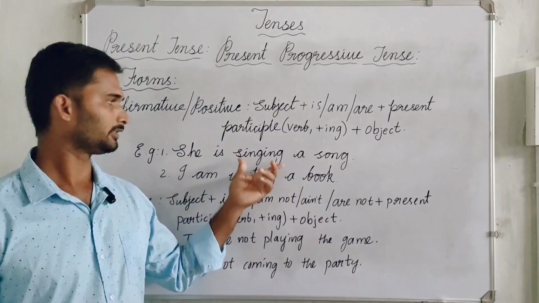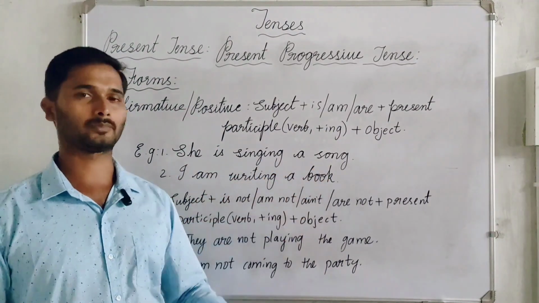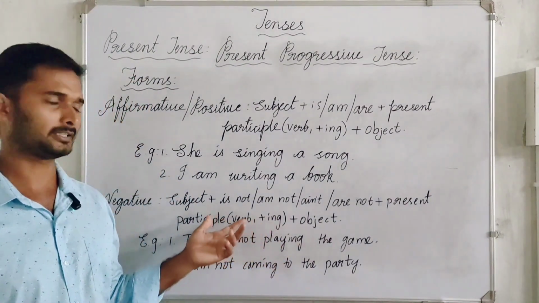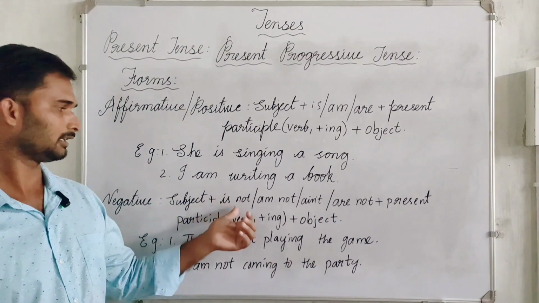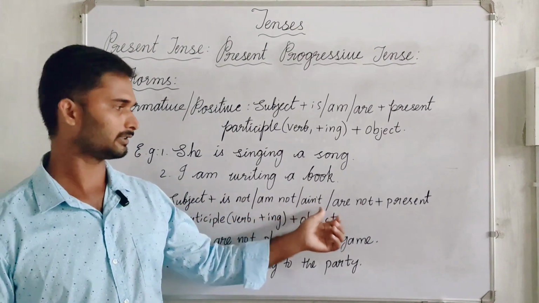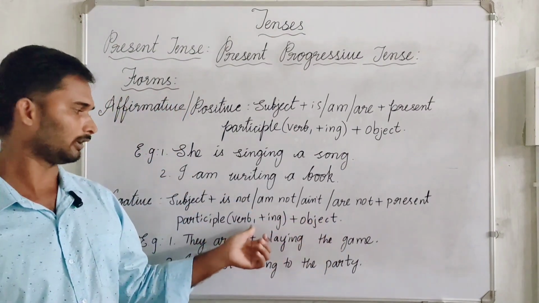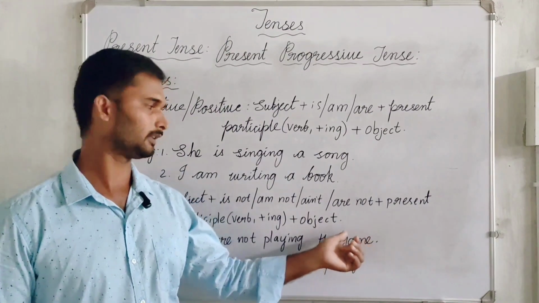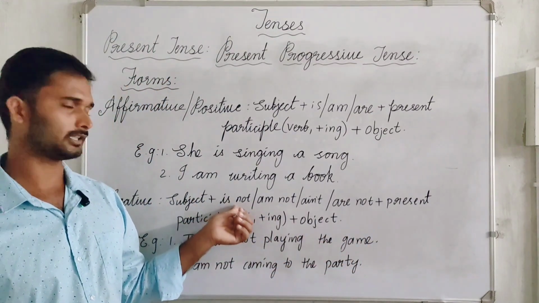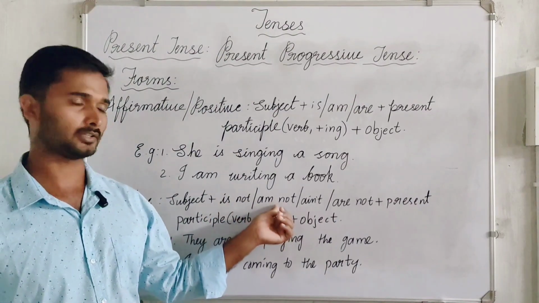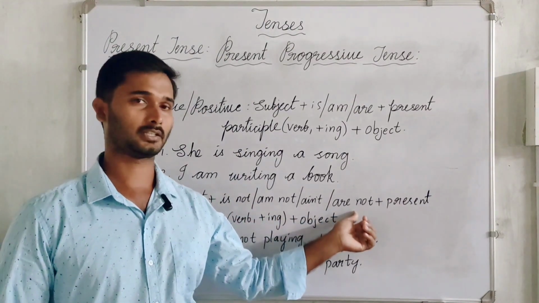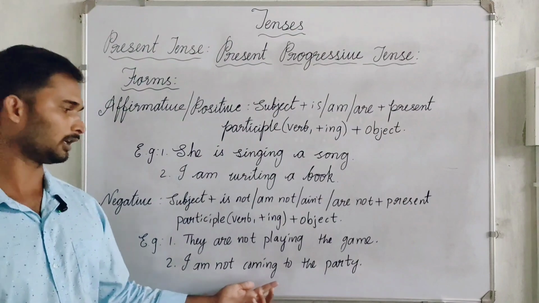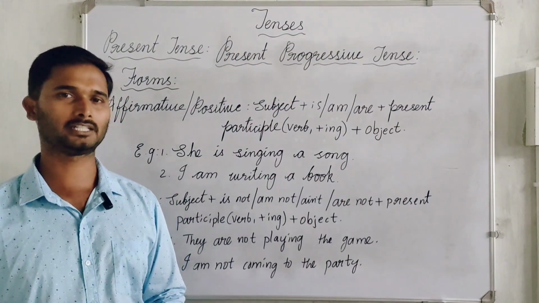Here are some examples. She is singing a song and I am writing a book, which shows an action is being continued. Now we will learn the syntax of the present progressive negative form. Subject plus is not, am not, are not, plus present participle, or we also call it verb form 1 plus ing form, plus object. At the end of it, a full stop is added. The short forms: is not, isn't; am not, ain't; are not, aren't. Here are some examples. They are not playing the game. I am not coming to the party, which shows the continuous process.